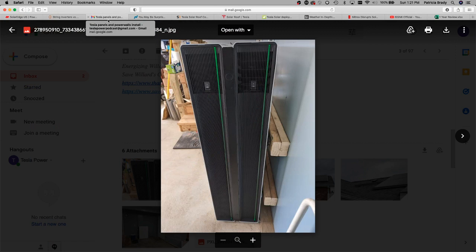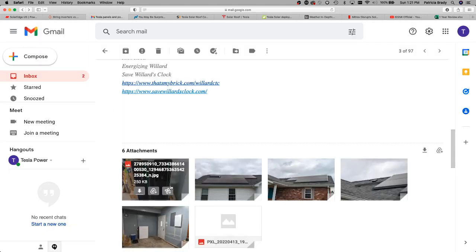First image, we see the 2 Powerwalls for his installation. It's pretty cool. Next, we see the solar panels that are installed. Let's see if we can get it to go to the next photo here.